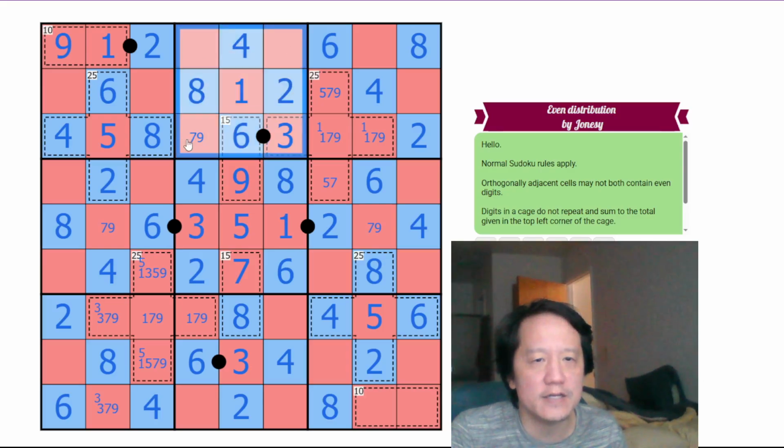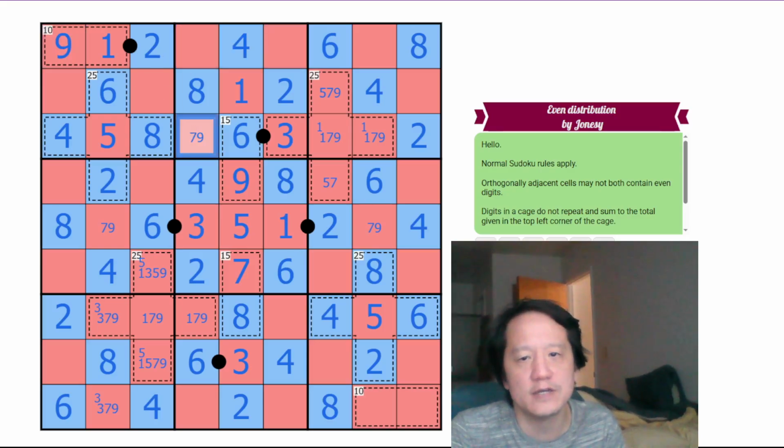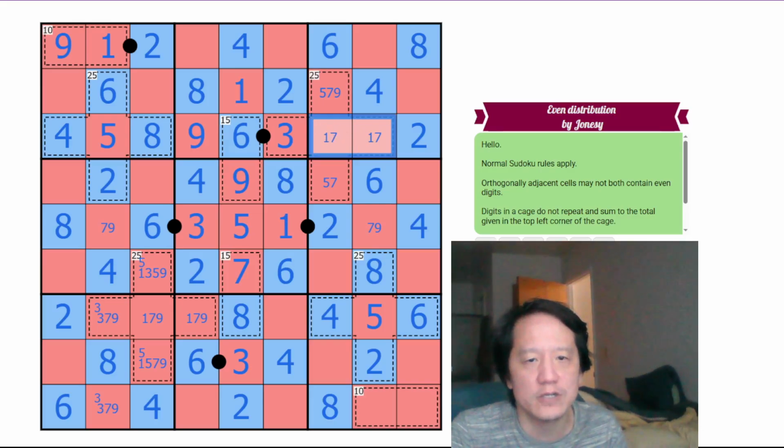Whereas 9 in this upper central box cannot be here anymore because of 9 in the row, so 9 has to be there. Therefore, this becomes a 1, 7 pair, which eliminates 1 and 7 in the rest of the cage. So this can't be 7, this is 5, this can't be 7 or 5, it's 9.